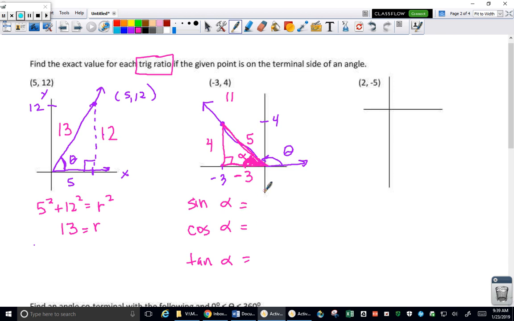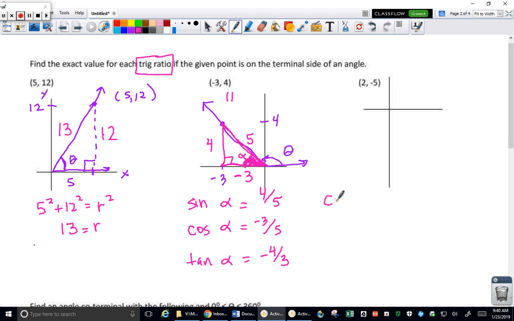Reference angle. Sine is positive 4/5. The cosine is adjacent, so negative 3/5. And the tangent is opposite over adjacent, so 4 over negative 3, or negative 4/3. Okay, so in the second quadrant, the cosine is a negative value, and the tangent is also a negative value. Okay, they change based upon what quadrant we're in.